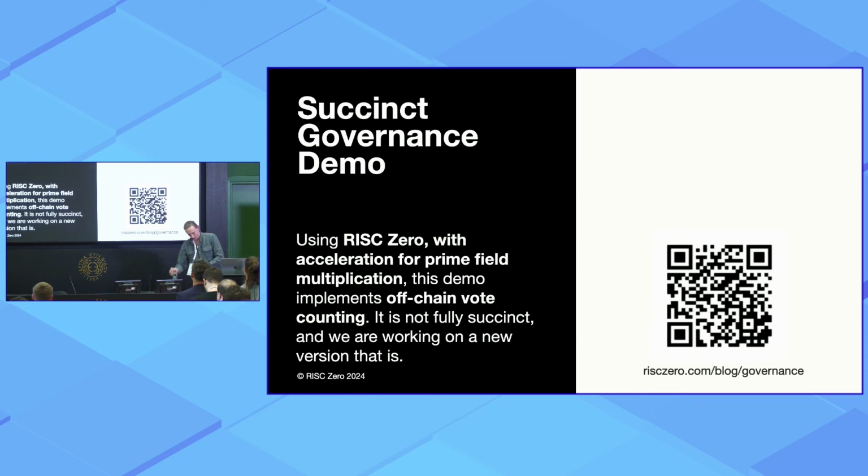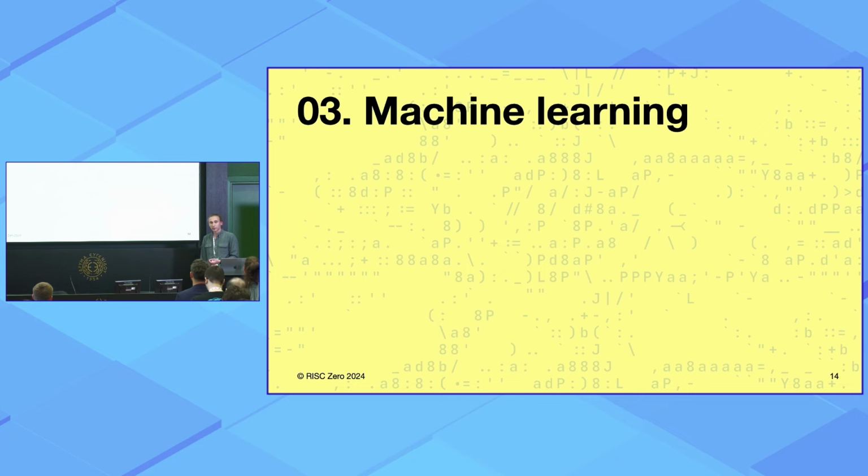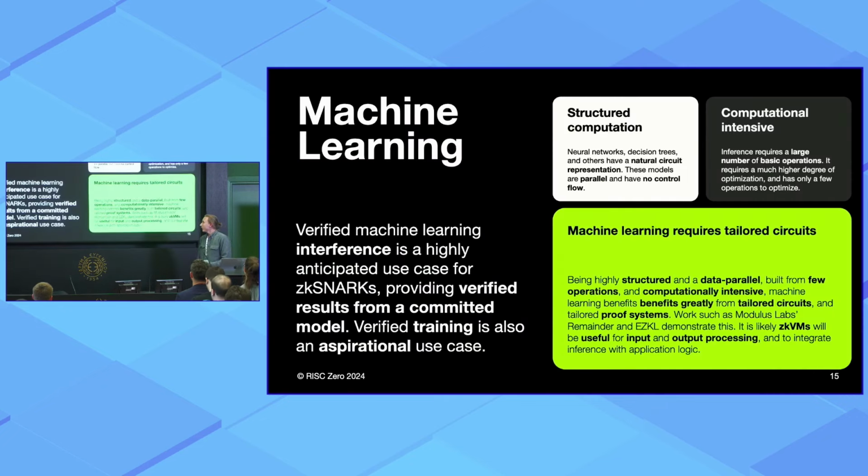All right, let's move on to the third example, machine learning. Verified machine learning inference is a highly anticipated use case for ZK SNARKs. This covers verified inferences over public models, and also verified inferences over private committed models. Verified training is also an aspirational use case, but we're not really anywhere close to doing that for relevant models yet.